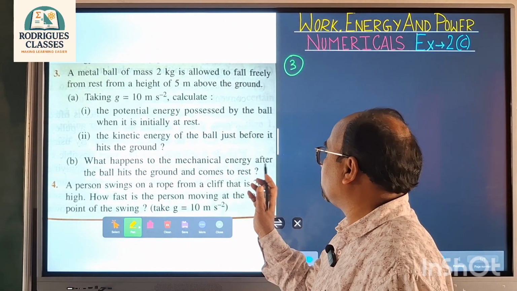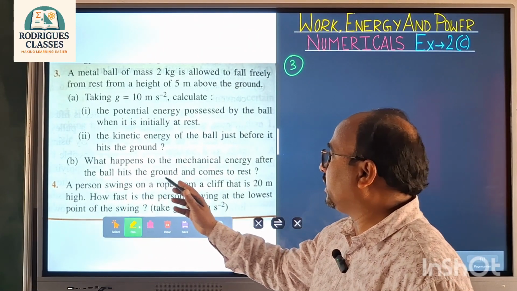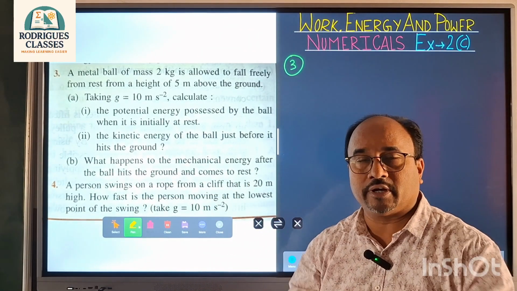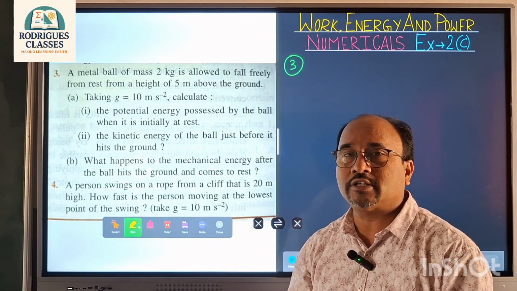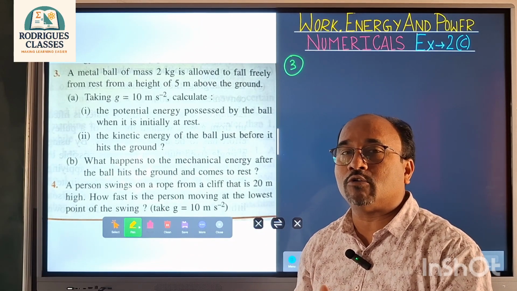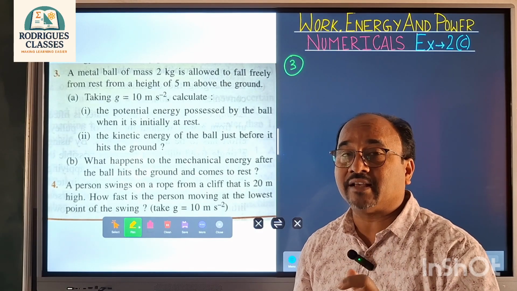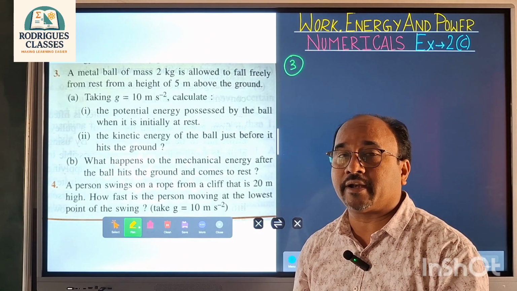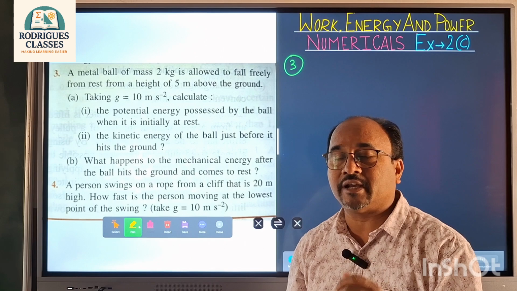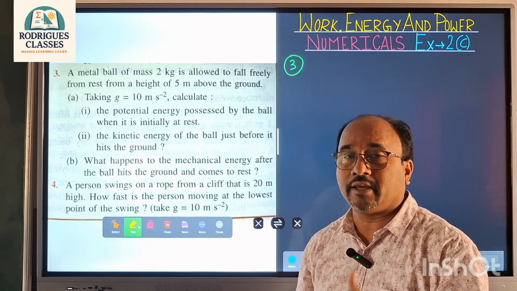Then what happens to the mechanical energy when the ball hits the ground and comes to rest? So it hits the ground and comes to rest. When it hits the ground, there will be sound produced. So it means sound energy is getting converted, as well as a small amount of heat generated. So that potential energy is getting converted to sound energy and heat energy.